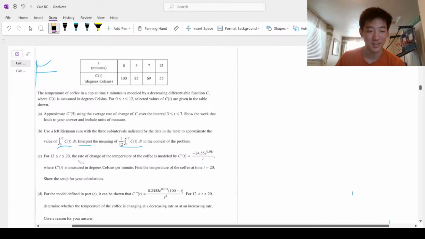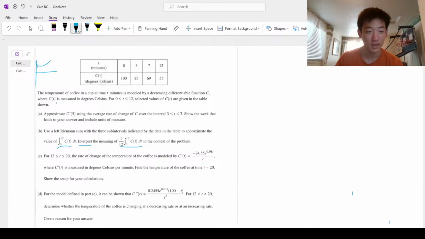But okay, let's go to part C. It says for t from 12 to 20, the rate of change of the temperature in the coffee is modeled by C prime of t equals negative 24.55 and so on, in degrees Celsius per minute because it's a rate. So find the temperature of the coffee at time t equals 20. When it gives you a rate and it wants you to find an exact value, this is going to be a start plus accumulation type of thing.